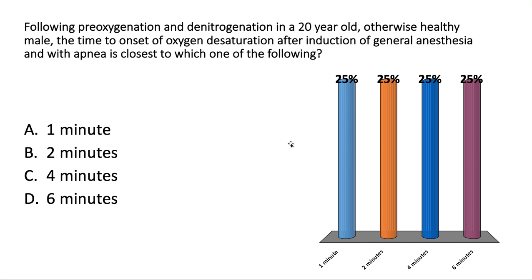Here's a question for you. Following preoxygenation and denitrogenation in a 20-year-old otherwise healthy male, the time to onset of oxygen desaturation after induction of general anesthesia and with apnea is closest to which of the following? And with this question, you really have to think, okay, how big is the FRC? It's full of oxygen. How long can they go? They can go 6 minutes or more. And we'll end with that.